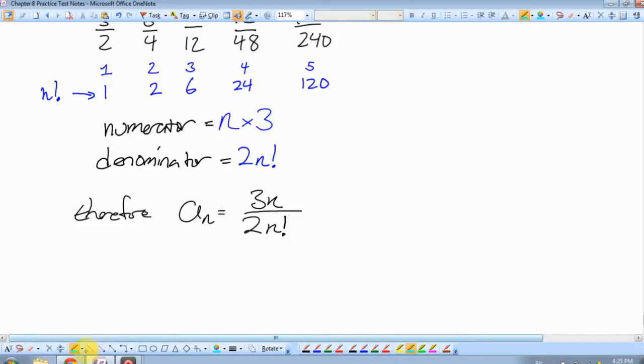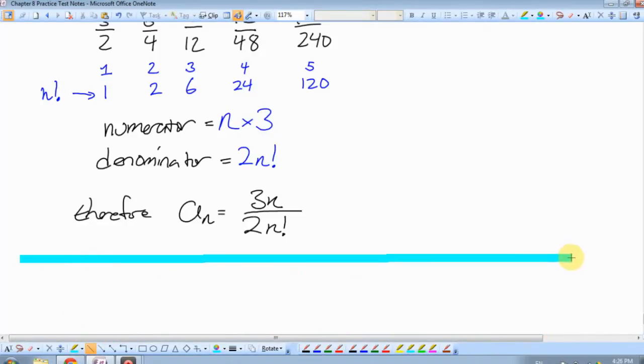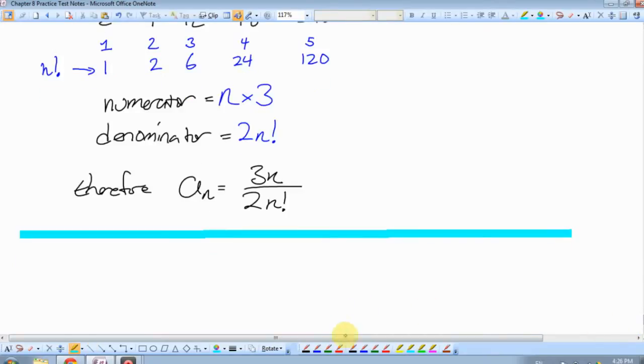6. Determine the sequence converges or diverges. If the sequence converges, find its limit. So basically, we want to find the limit as n approaches infinity for 2n minus 1 over 3n squared plus 1. 0.